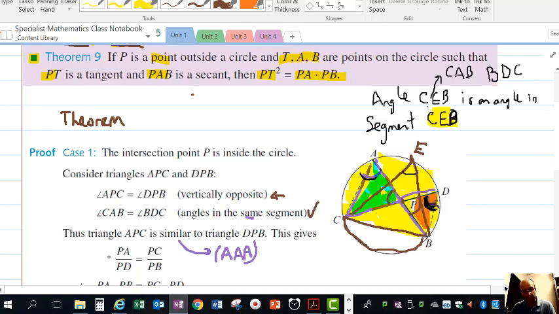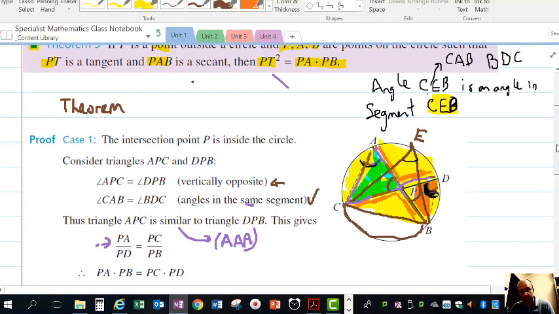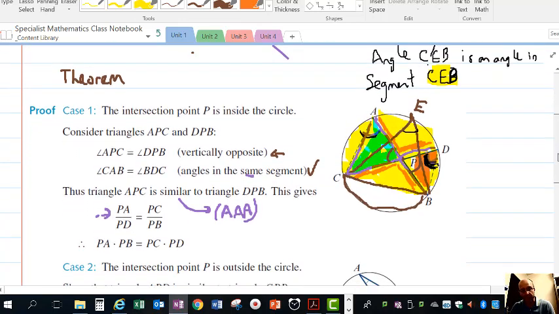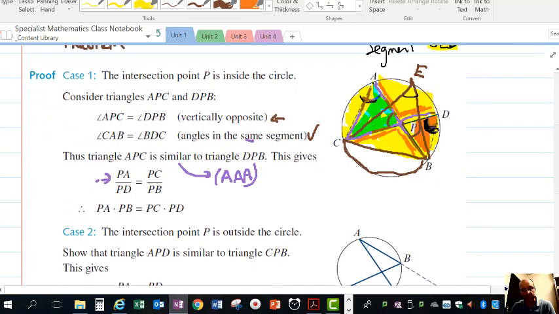Thus their corresponding sides are in proportion, so PA to PD. So if we look at PA compared to PD, that would be the same as PC is to PB. So remember, similar triangles have the same shape but not necessarily the same lengths.